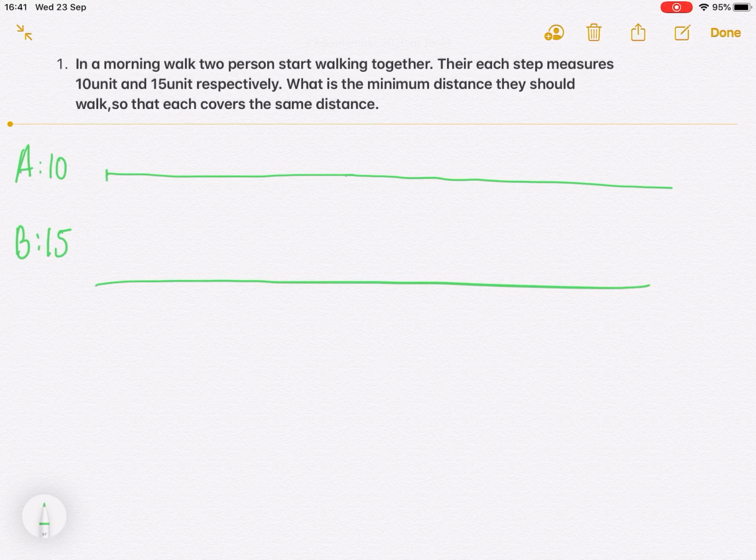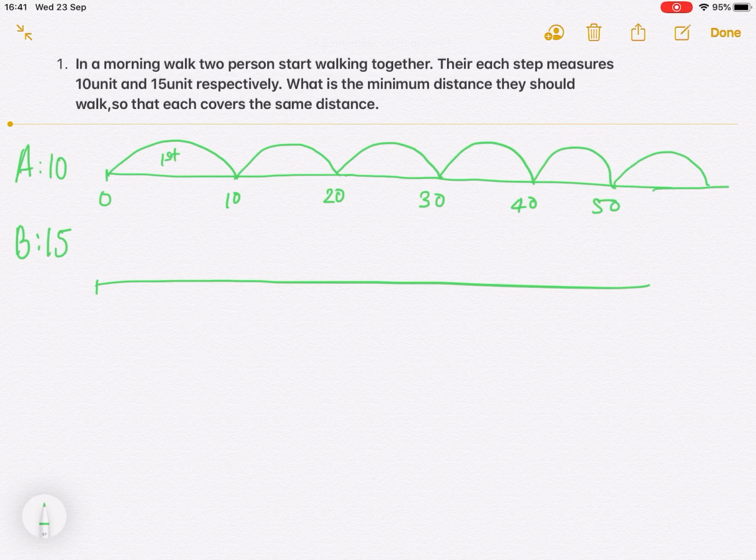So when they start from here, which is point 0, when A takes his first step, he will walk 10 units. So let's say this is 10 here. So this is the first step. On the second step, he will reach 20 units. At the third step, 30, and so on, 40, 50, and 60. So this is the second step, third step, and so on.